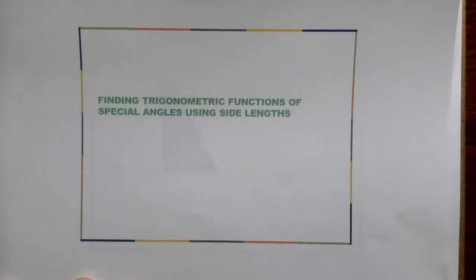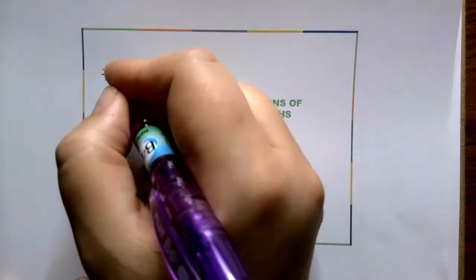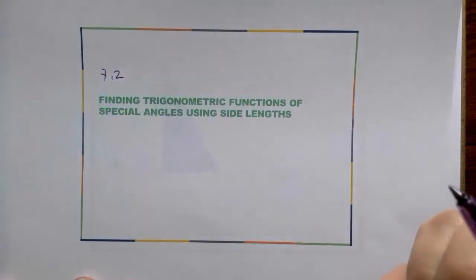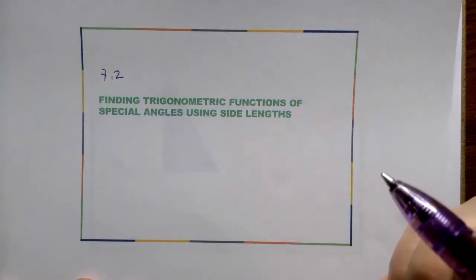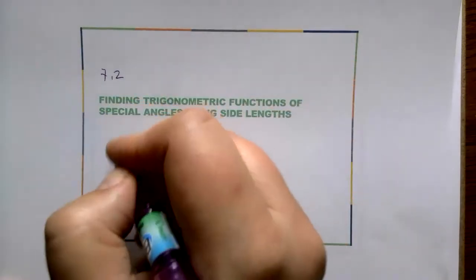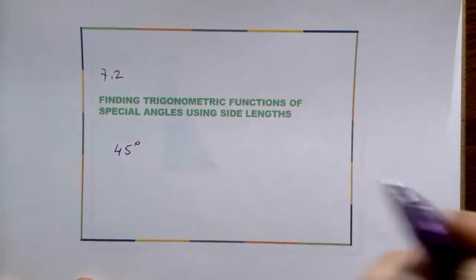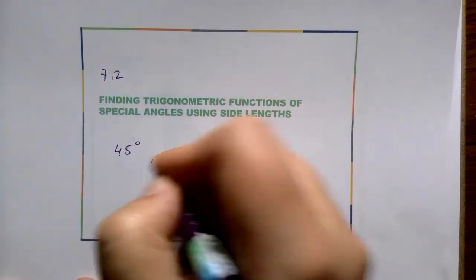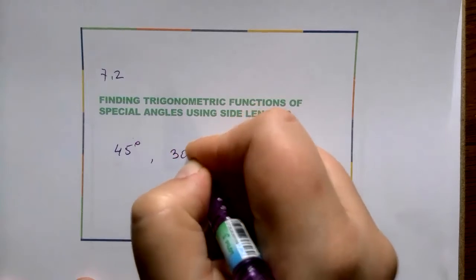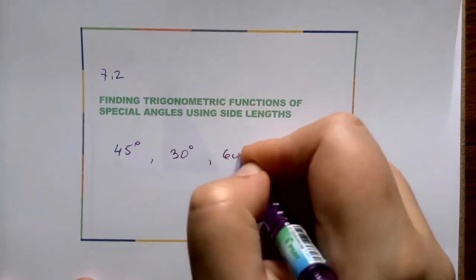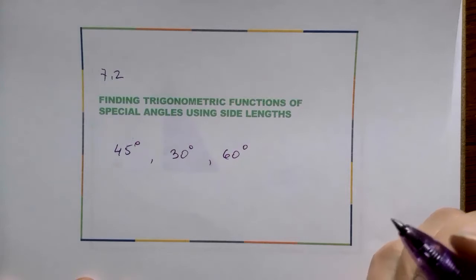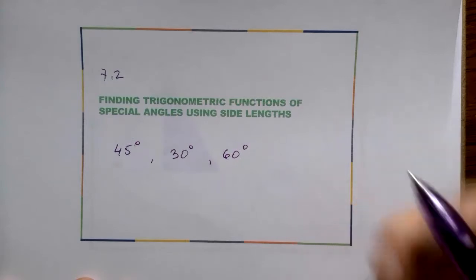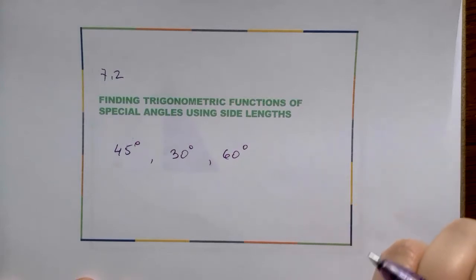In this video, we're going to be talking about trigonometric functions of special angles. And those special angles that I mentioned before, they're half of the 90 degrees and a third of a 90 degrees and 2/3 of a 90 degrees. We're going to talk about sines, cosines, and other trig functions of them.